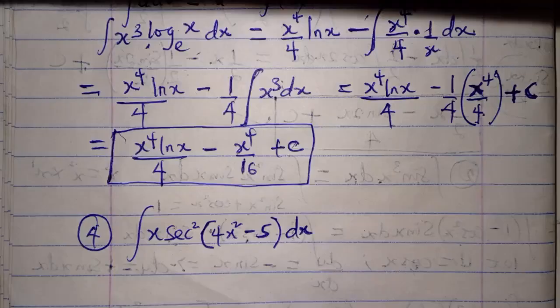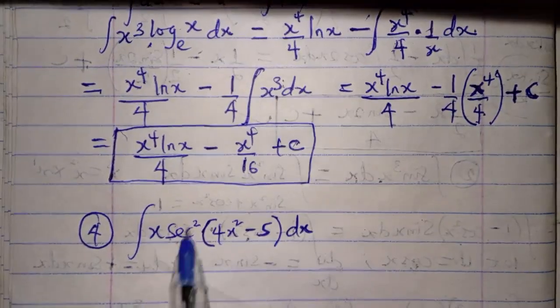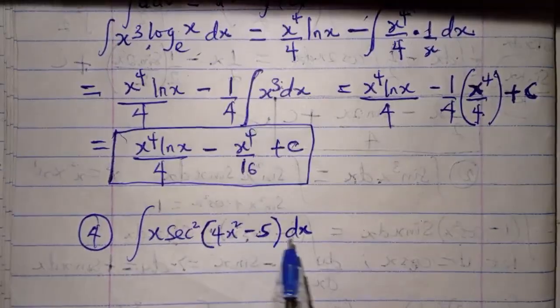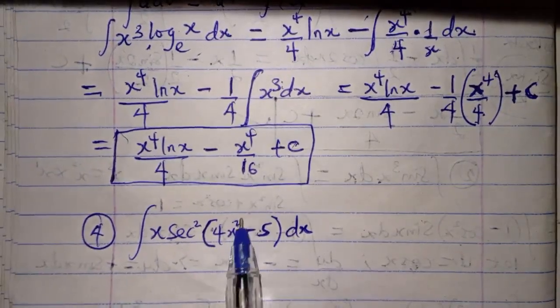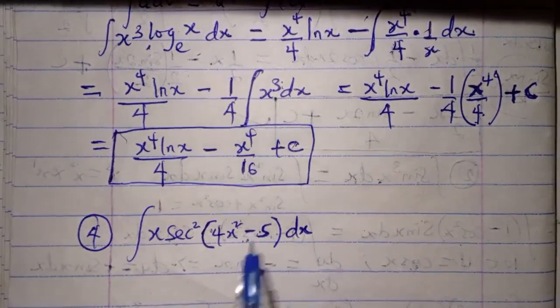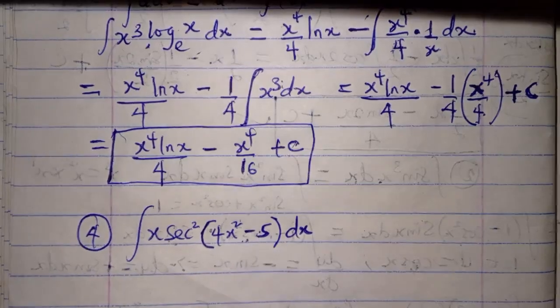This is the next integral to evaluate: the integral of x squared sec squared of 4x squared minus 5 dx. Alright, looking at this integral, I know that the method to be applied is the method of integration by substitution. So I'm going to apply substitution here to integrate this function. Do you know why? If I look at this inner function, what is it? 4x squared minus 5. If I differentiate this with respect to x, I will get 8x.